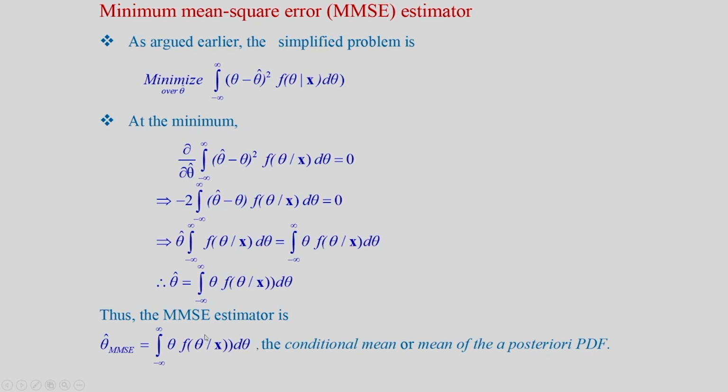So, what we get is that the MMSE, minimum mean square error estimator, is given by theta hat MMSE equal to the integral from minus infinity to infinity of theta f of theta given x d theta. This is the conditional mean, or the mean of the a posteriori PDF. Therefore, we have to find the a posteriori PDF f of theta given x, and the mean of this will be the theta hat MMSE.